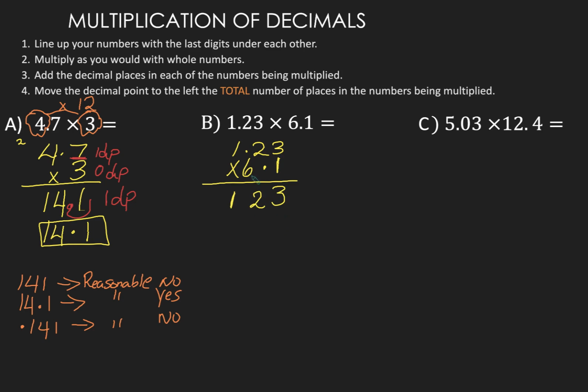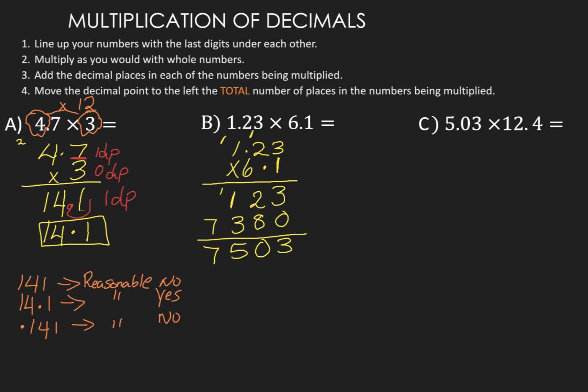Now multiplying by the 6, you're assuming it is in the tens column, so your answer will start in the tens column. I'm going to put a 0 for the ones. 6 times 3 is 18. Carry the 1. 6 times 2 is 12, plus 1 is 13. Carry the 1. 6 times 1 is 6, plus 1 is 7. When I add, I get 3. 8 and 2 is 10. Carry the 1. 3, 4, 5, and my 7.